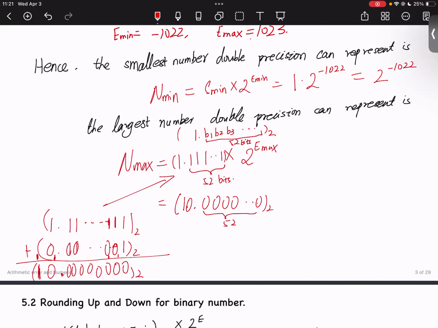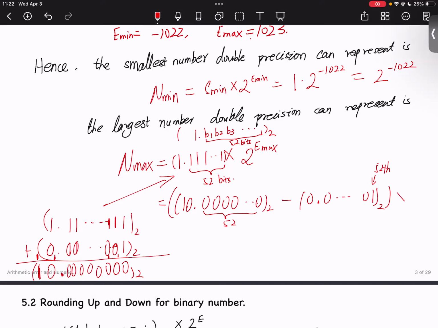And subtract 0.0001, which has 52 places after the decimal point. Because we did the sum here, this one equals this one. So now we have this one subtract this one equals this one. Does it make sense? This is the easy way we can calculate this number.